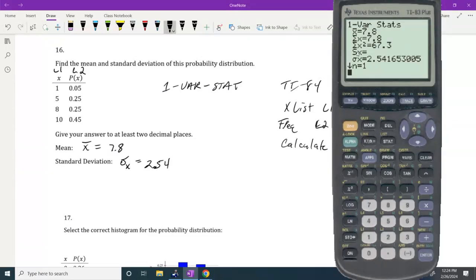So notice now, the capital S sub X, that is for a sample standard deviation. They don't give us a value for the sample standard deviation because we are dealing with a probability distribution. And in that probability distribution, you're dealing with a population of 100%. So when you add up all these probabilities, you get 100%. So notice this S sub X is left blank for that reason. So here the mean is 7.8 and the standard deviation is 2.54.